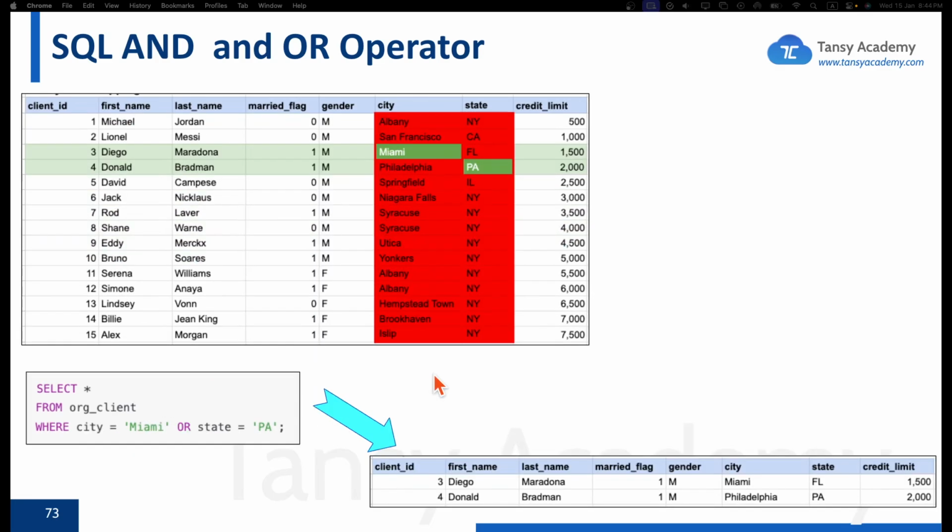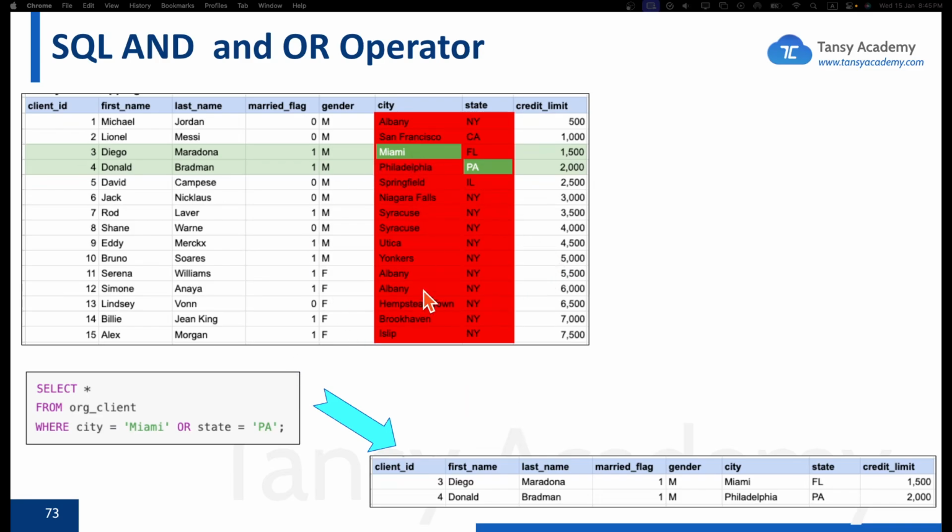Then when you say OR, it's like bring me all the clients from Miami plus from state PA. With OR, if one condition is satisfied, those rows will be pulled up. You can see here, none of these rows satisfy either condition. Here is a row that does. Sometimes there might be rows that satisfy both conditions, and those will also come back in the result set.